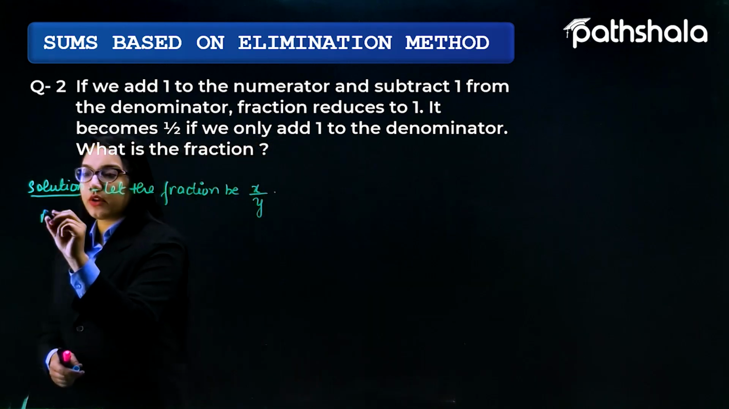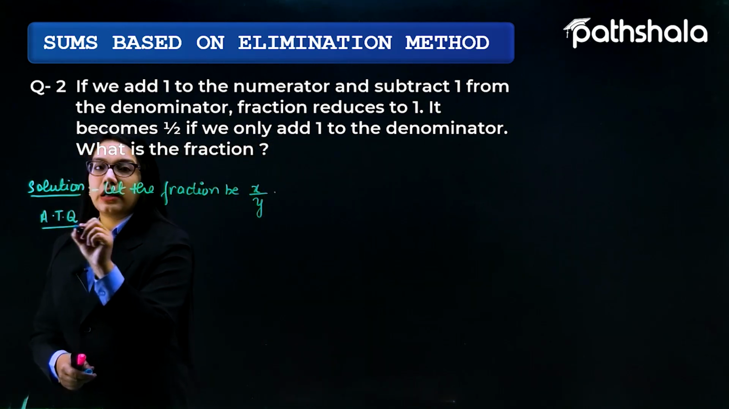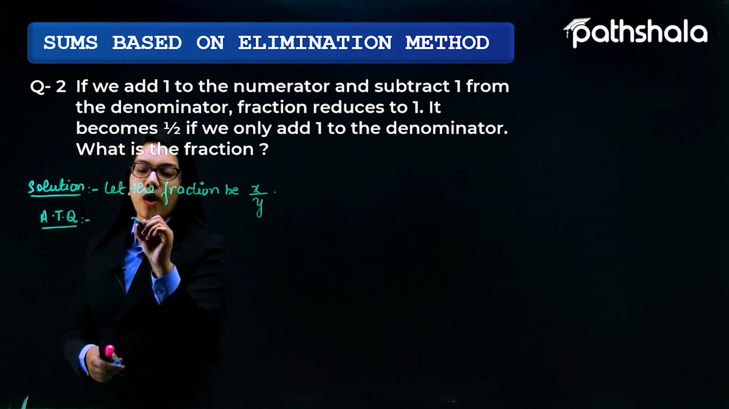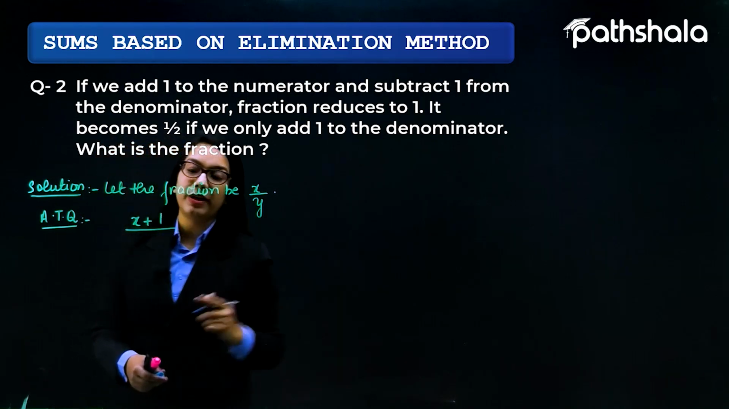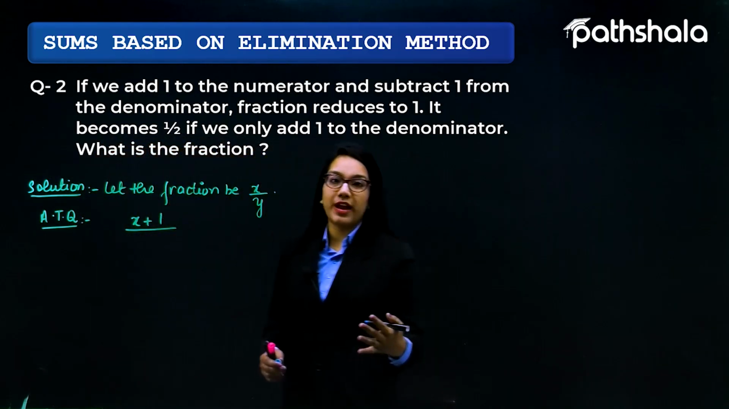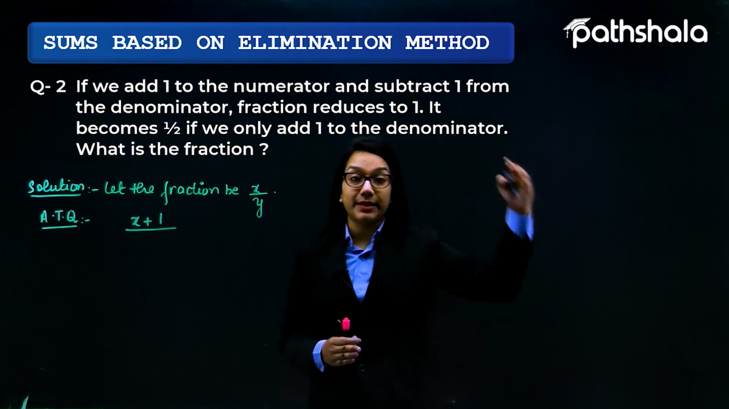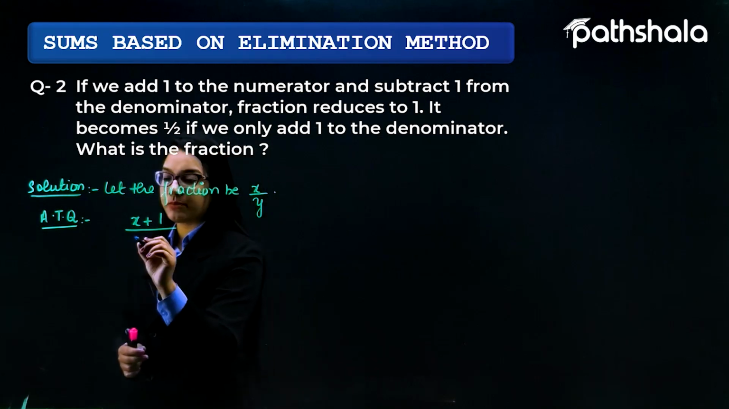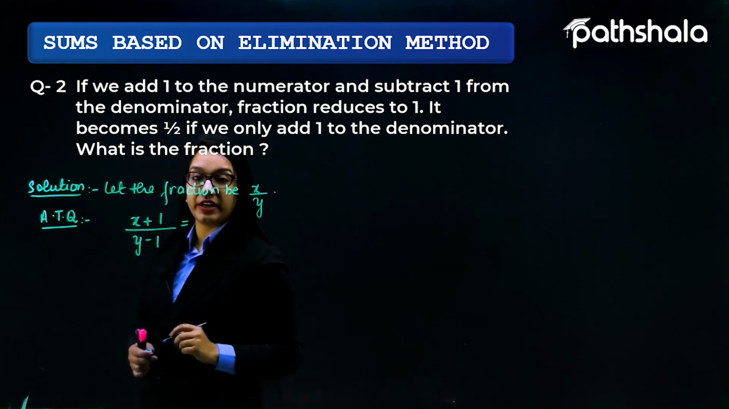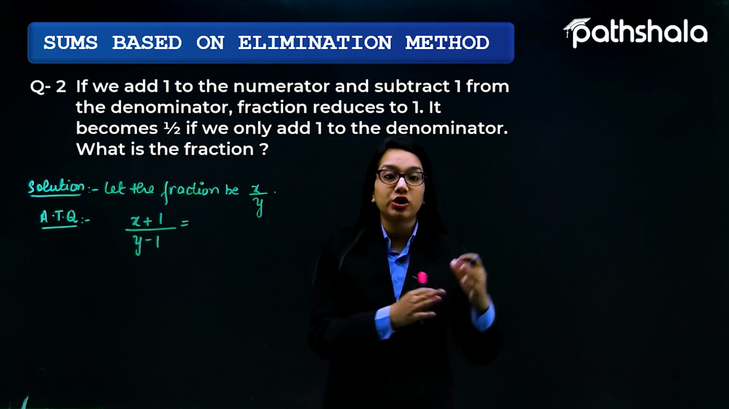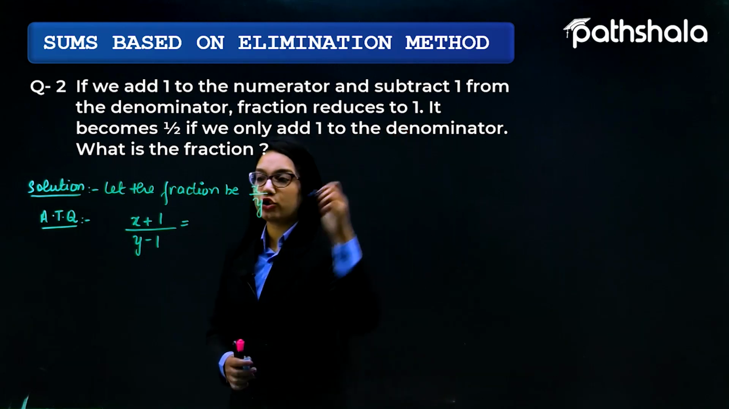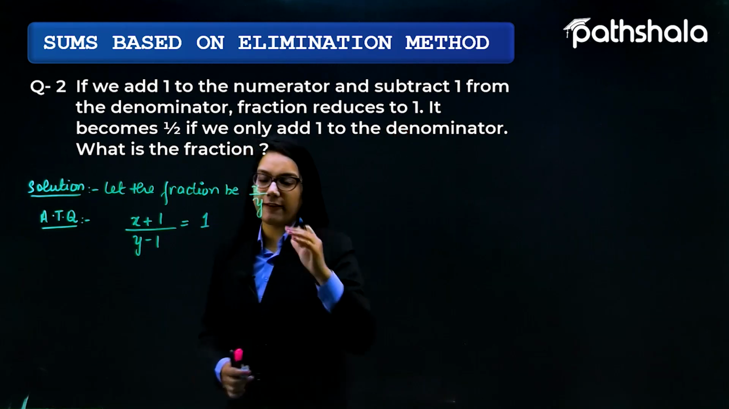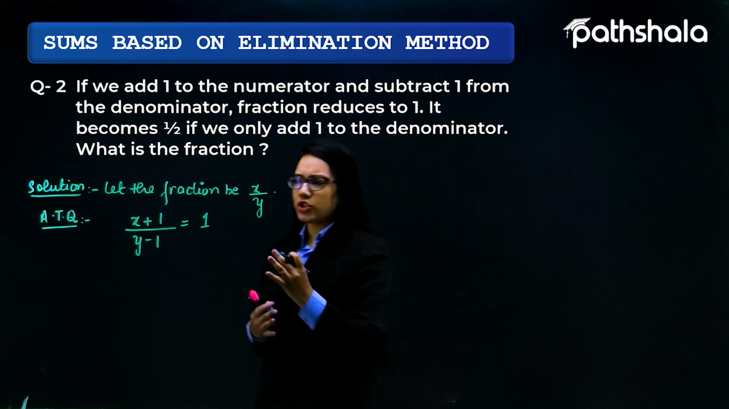According to the question, if we add 1 to the numerator, it would be x plus 1, and subtract 1 from the denominator, the fraction reduces to 1. So this is the very first equation that I am getting. Let's solve this equation.